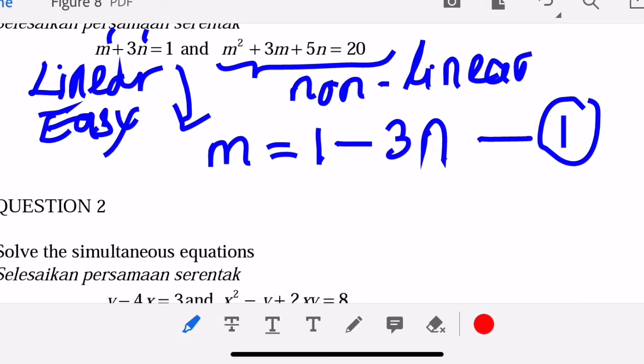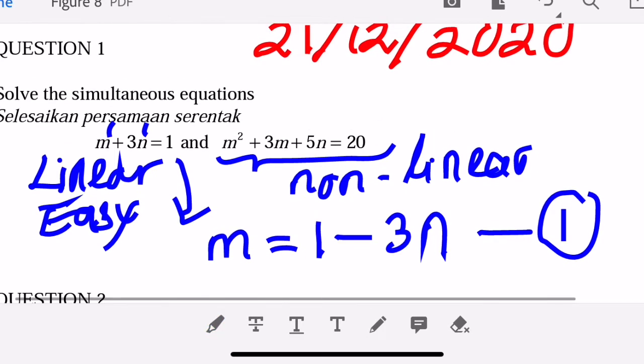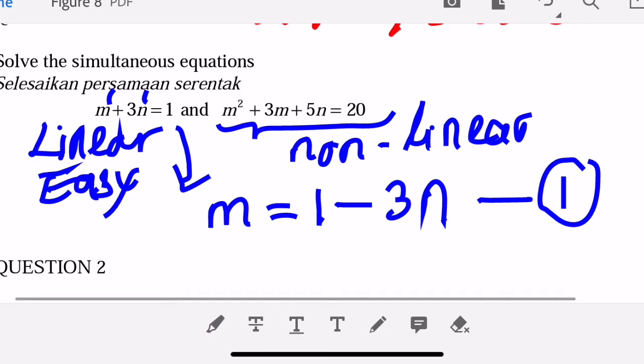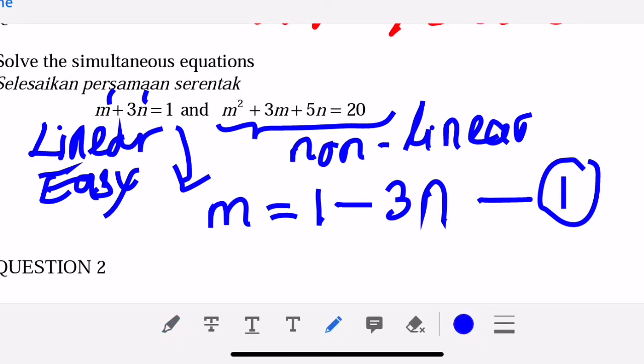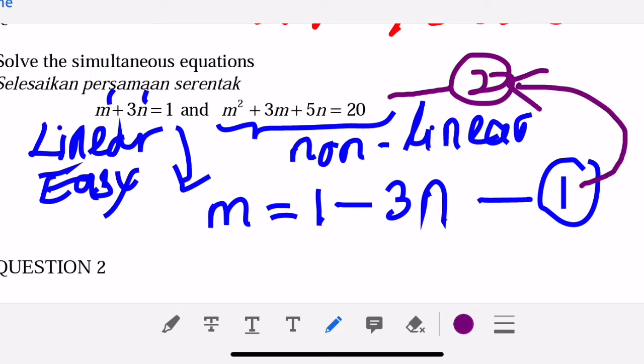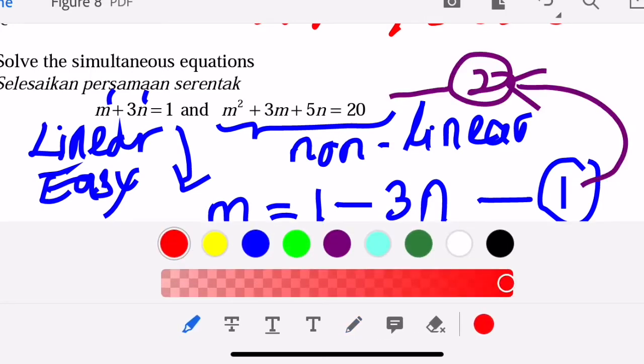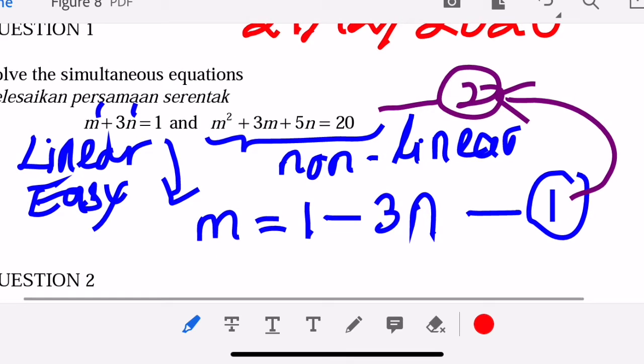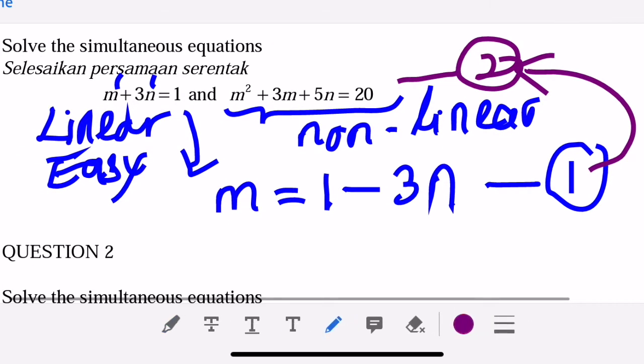Understand? Now, in order to solve the equation, you must make one equation have one unknown only. So you look at the other equation. This is equation number 2. You have m and n, so you cannot solve. You must convert to one unknown. How to convert is you substitute 1 into 2. So we use substitution. Substitute 1 into 2.